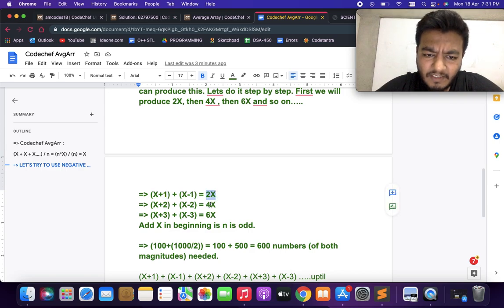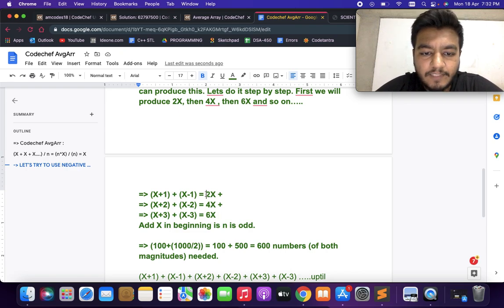What if n is given as 4? Then you have to produce 4x, right? So then you can take x plus 2 and x minus 2. This 2x plus this 2x will sum up to 4x. And again, if you want 6x, then you can add x plus 3, x minus 3, and you will get 6x. Now one question you might have is, what if n is odd?